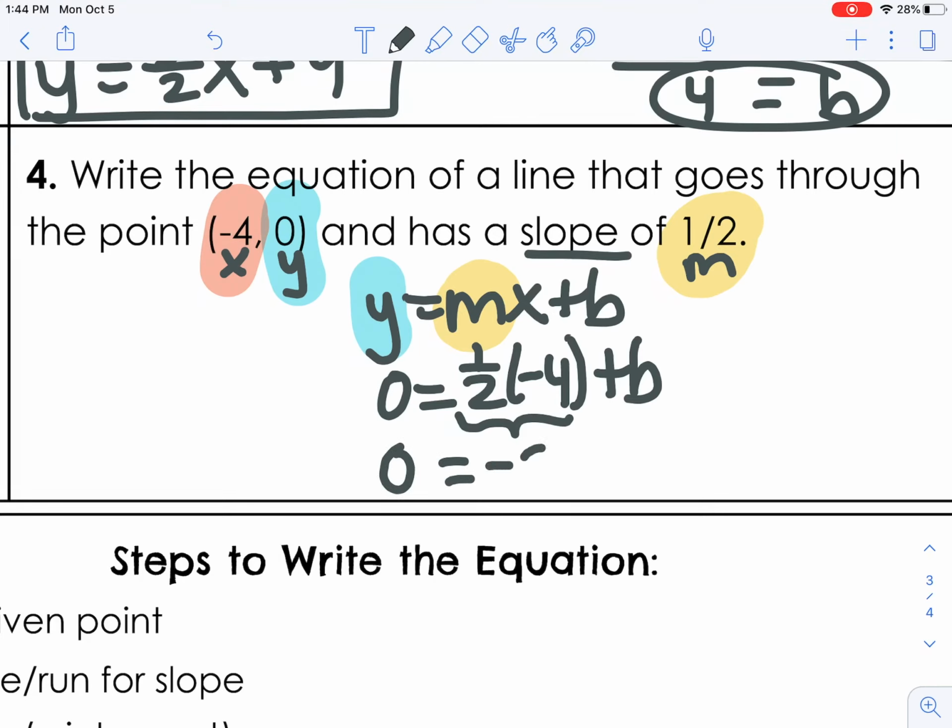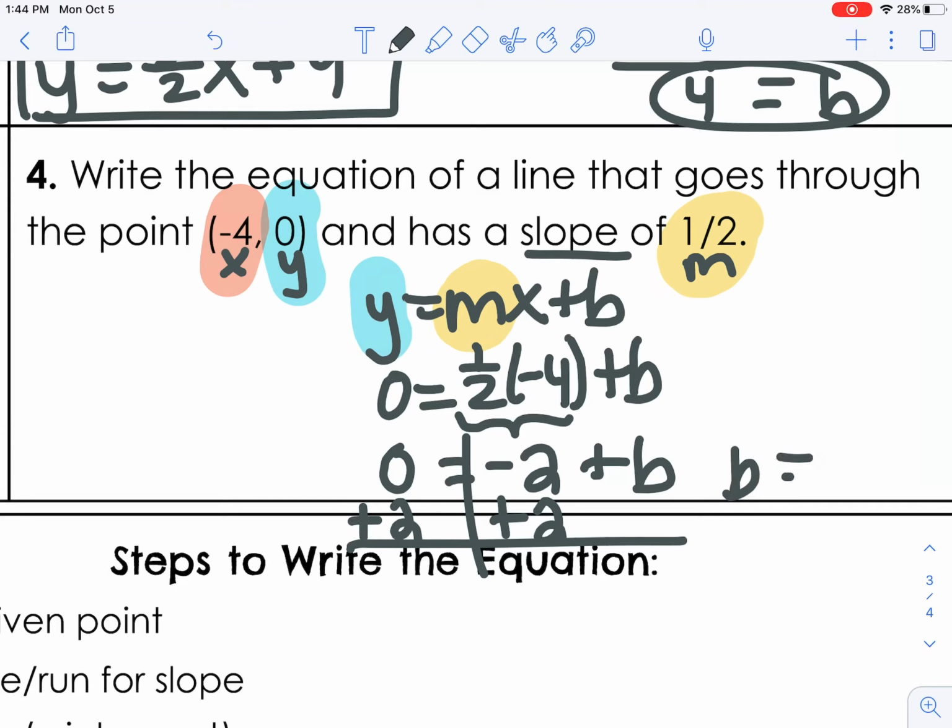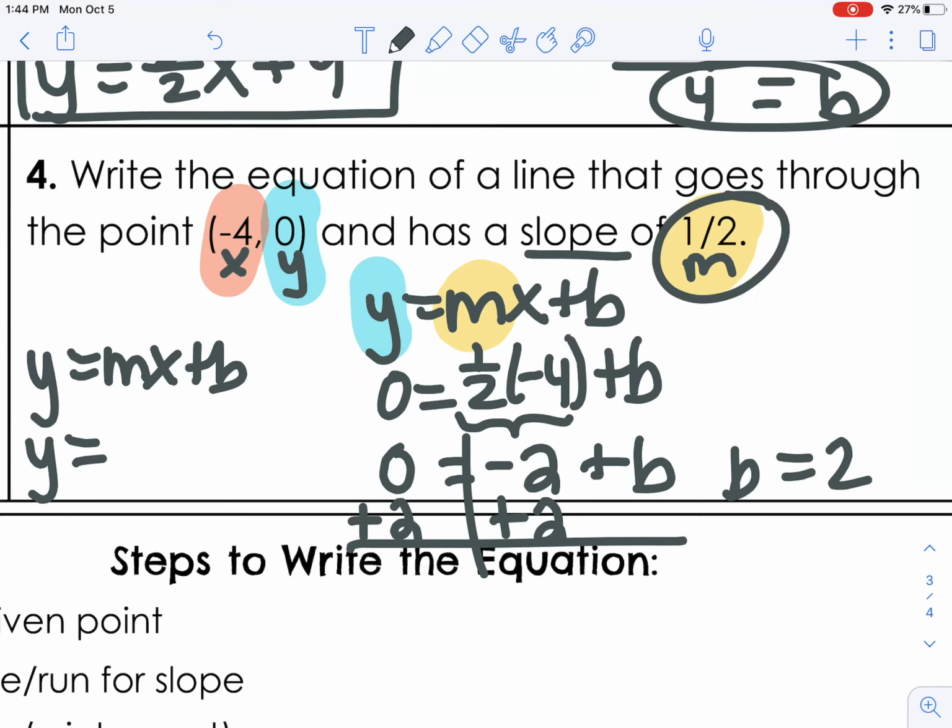All right, so we're going to multiply these two pieces together. So we have 0 equals 1/2 of -4 is -2. And to get b by itself, we add 2 to both sides. So b equals 2. Now my overall goal is to write the equation of a line. So I'm going to write y equals mx plus b. My m is 1/2. My b that I found is 2.